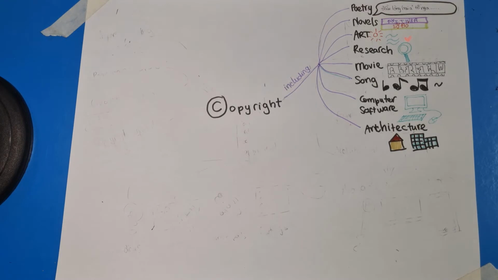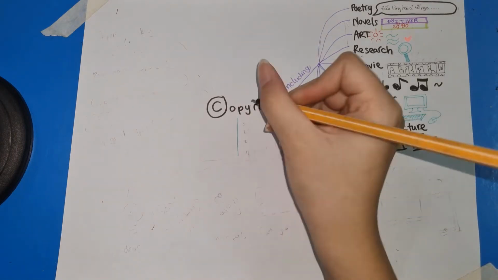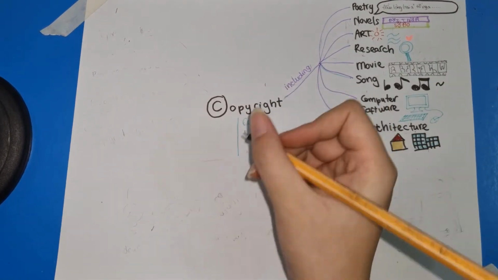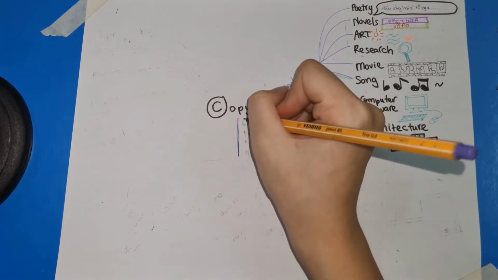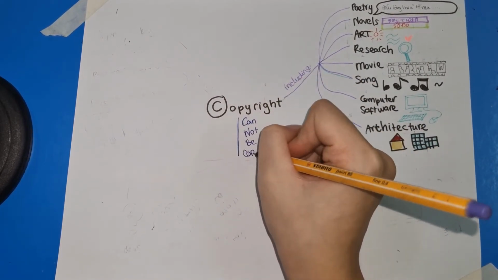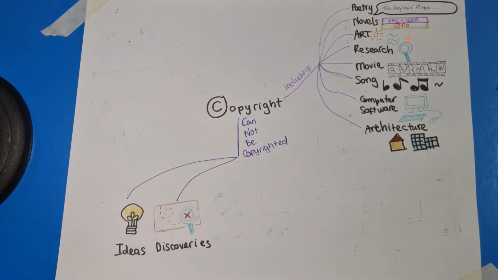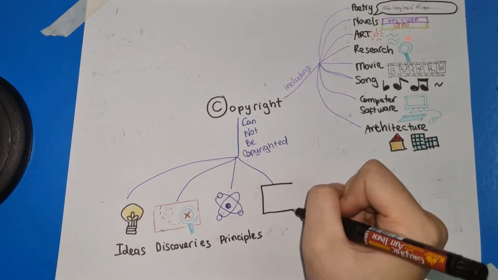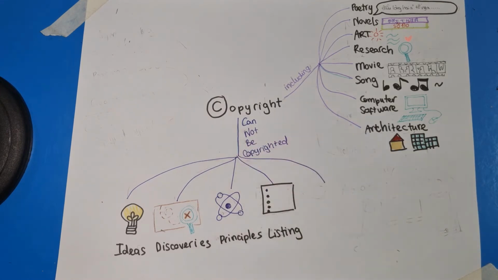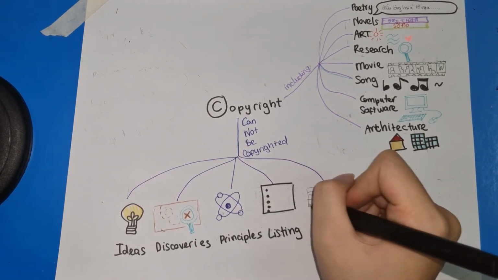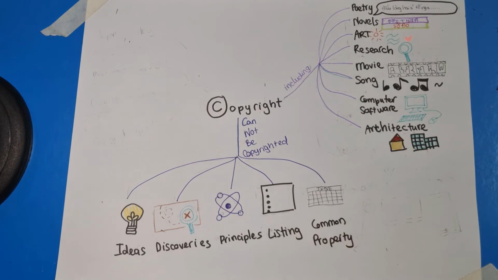In short, as long as the original work is preserved in some form, it is protected under copyright when it's created. On the other hand, however, works that are not available in some tangible form, such as a speech that wasn't written down or recorded, cannot be copyrighted. Other work that cannot be copyrighted include ideas, discoveries, principles, listing of ingredients or contents, works that are considered common property, such as calendars or height and weight charts.